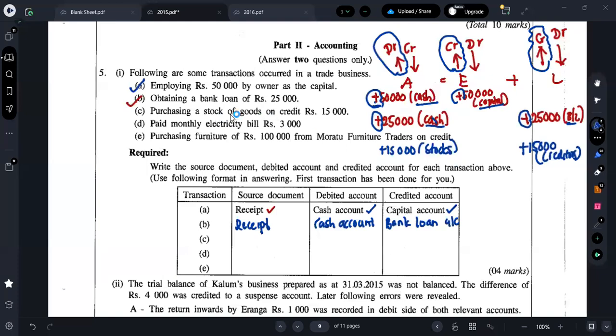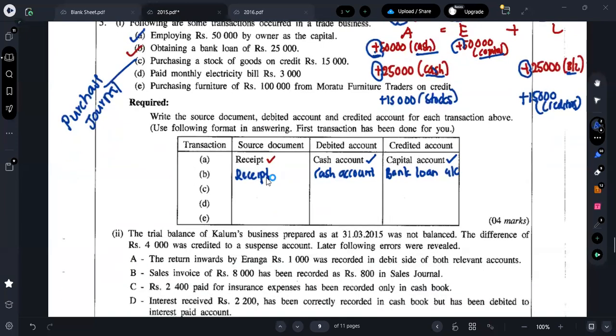Now see here, purchasing a stock of goods on credit. Guys, in which prime entry book will we be recording this? It's a credit purchase, and we are purchasing goods for resale. In which prime entry book will we be recording? We will be recording in the purchase journal.